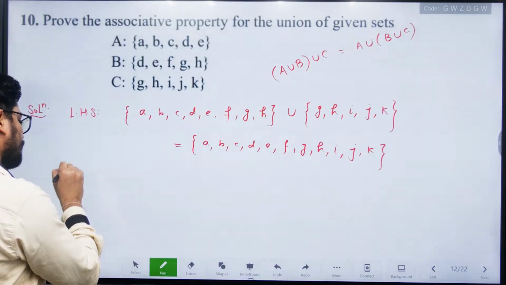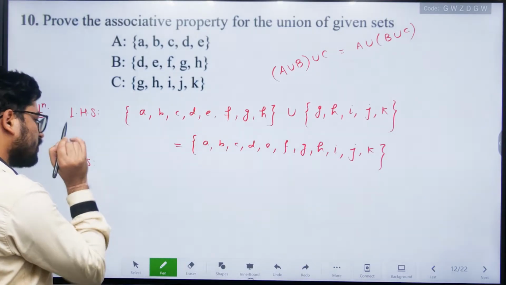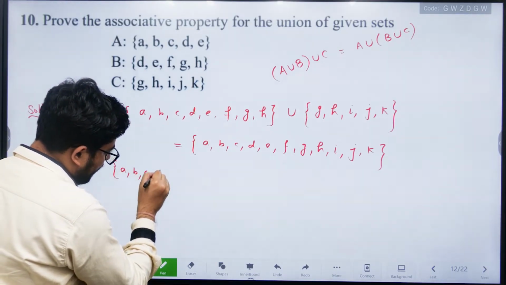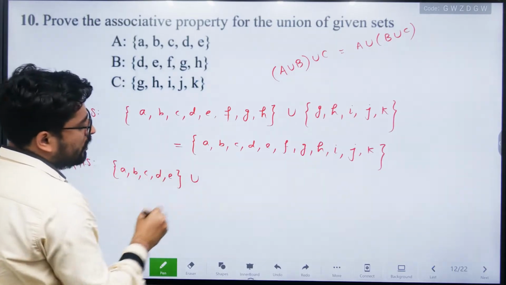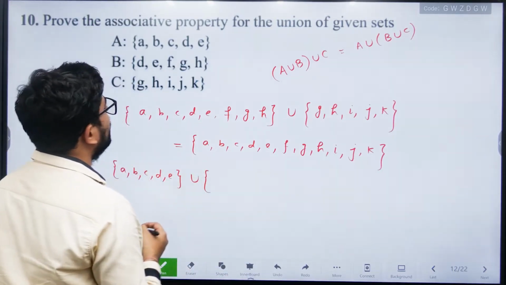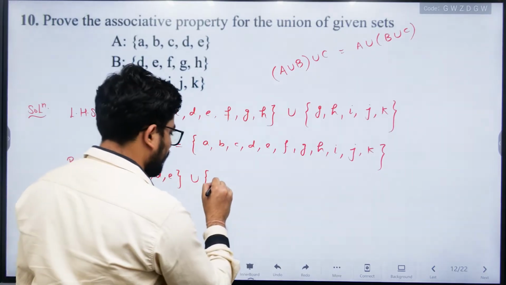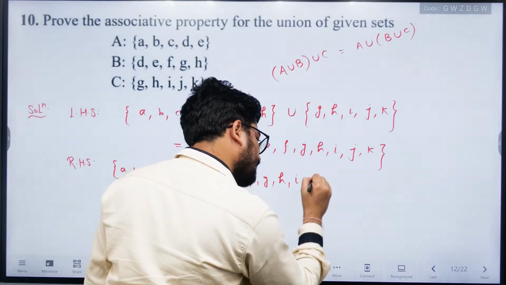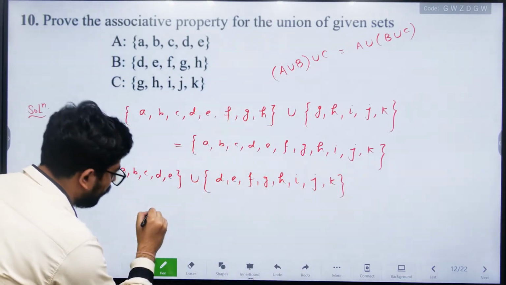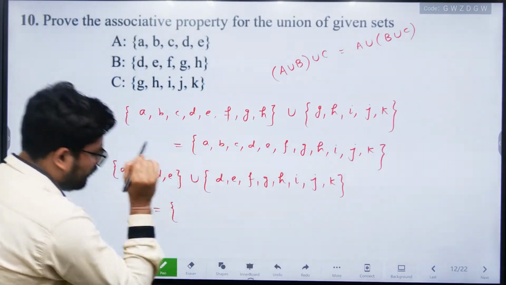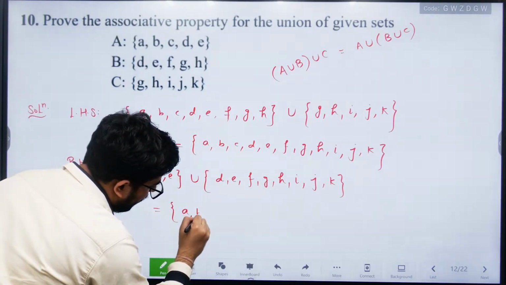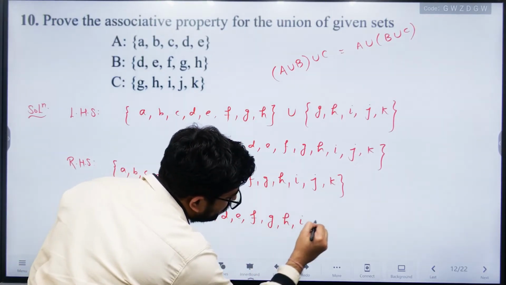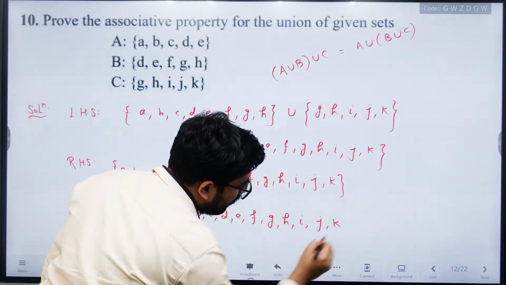Now what about the right hand side? First of all, take A as it is, A B C D and E, and take the union with B union C. B union C is what? D E F G H I J K. If you calculate, you will get the union as A B C D E F G H I J K.